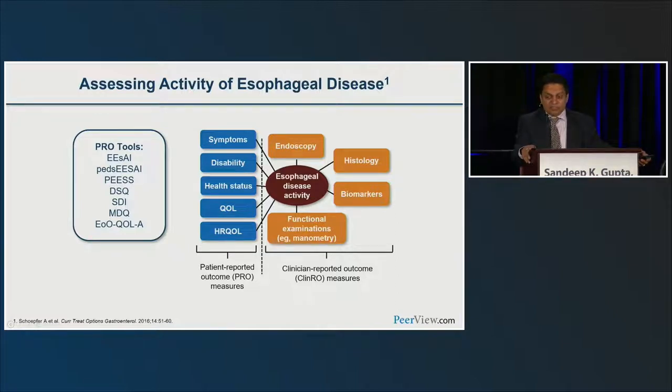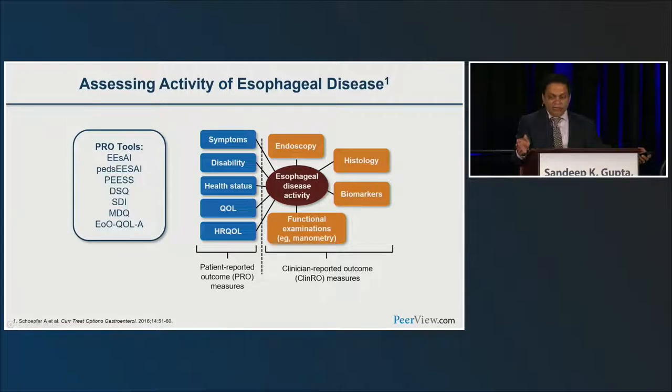Assessing esophageal disease on the left, and these are listed because as you read the literature coming out, you will start seeing the outcomes are not just eosinophil count, but a more complex outcome is being reported in clinical trials. And one of the features of the outcomes is PRO, patient-reported outcomes. And these are some of the instruments listed on the left that are the common PROs you may see in clinical trials.